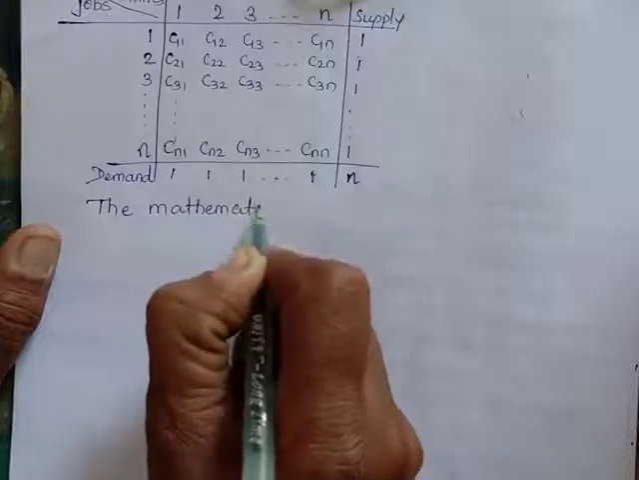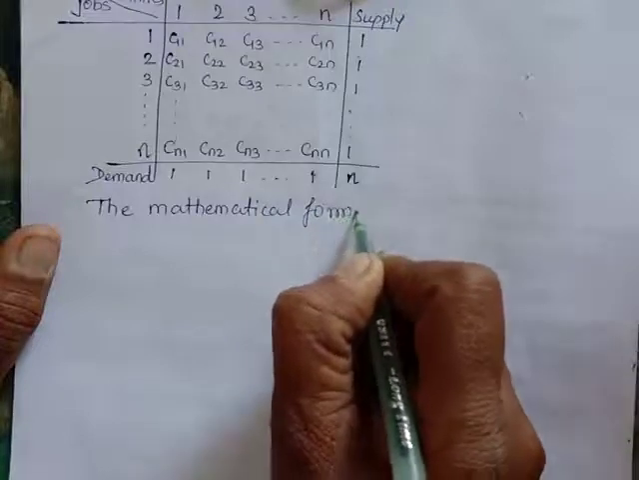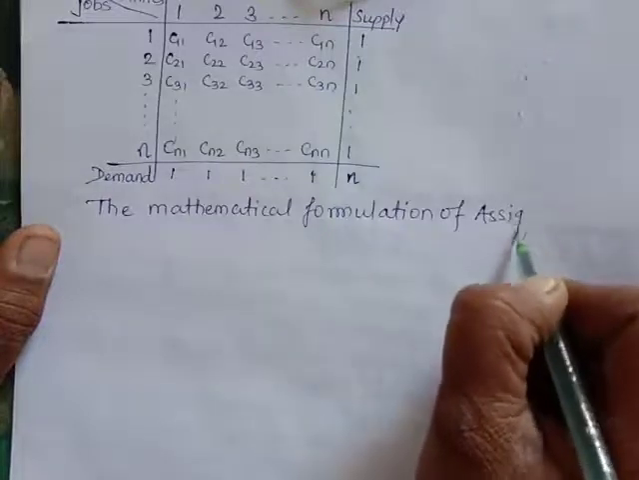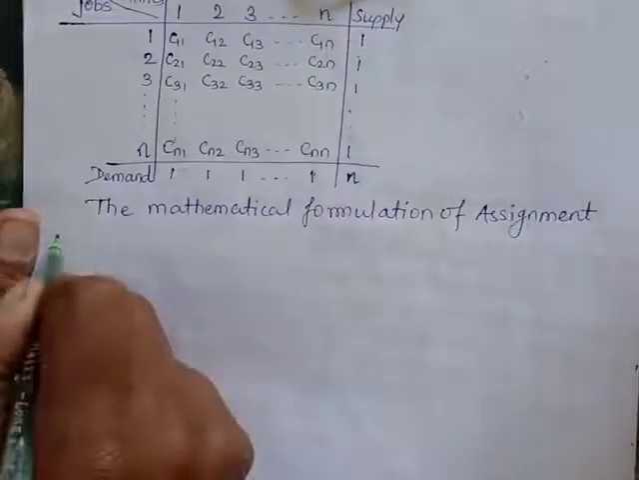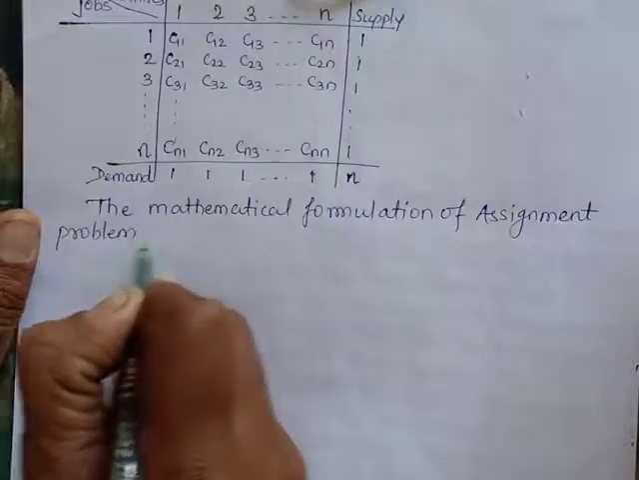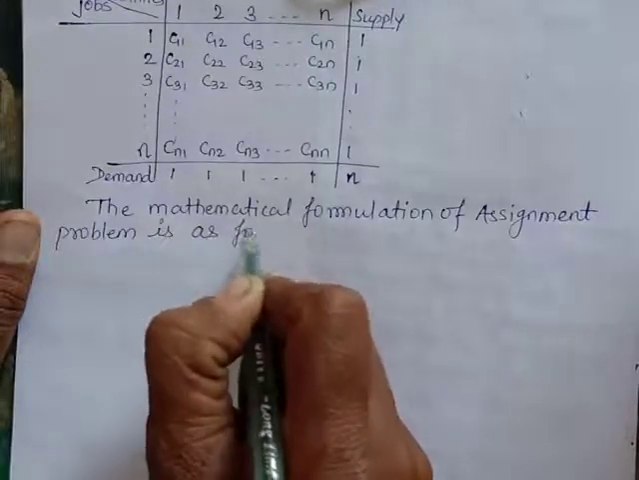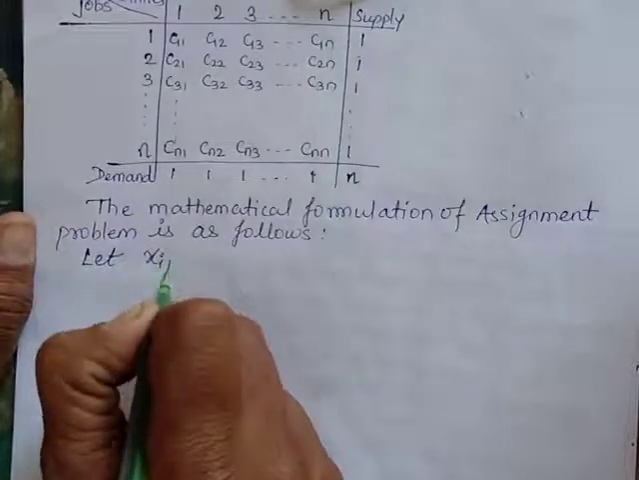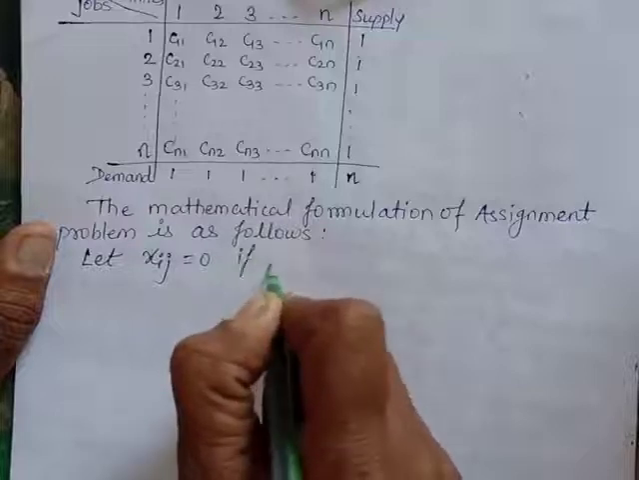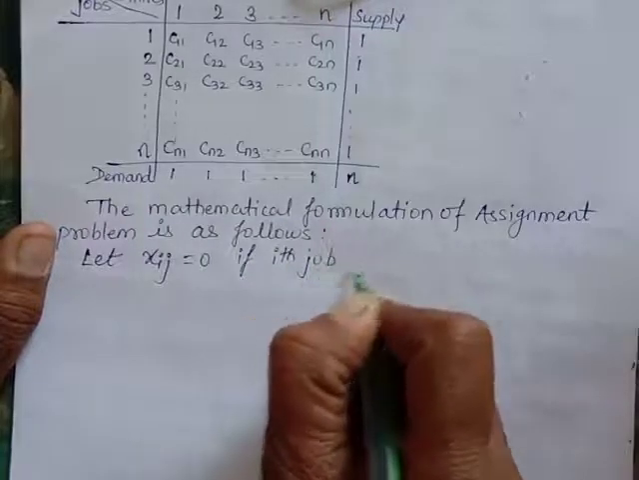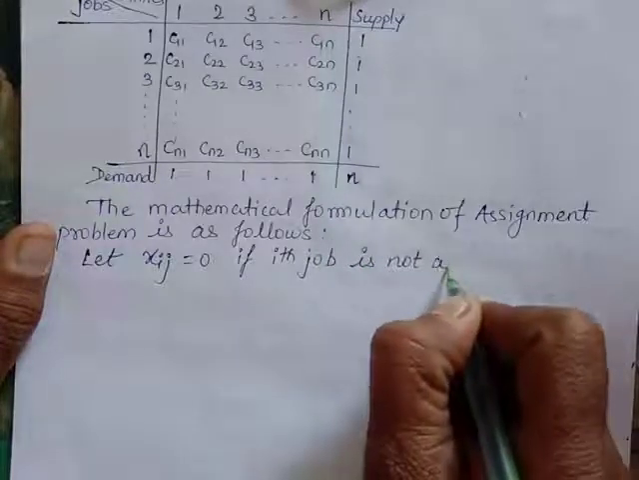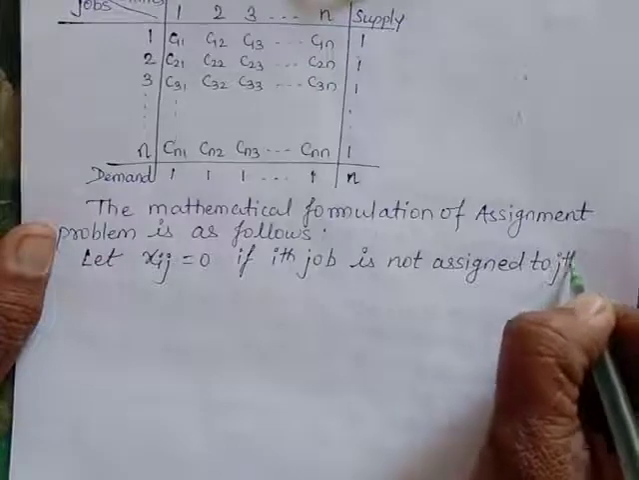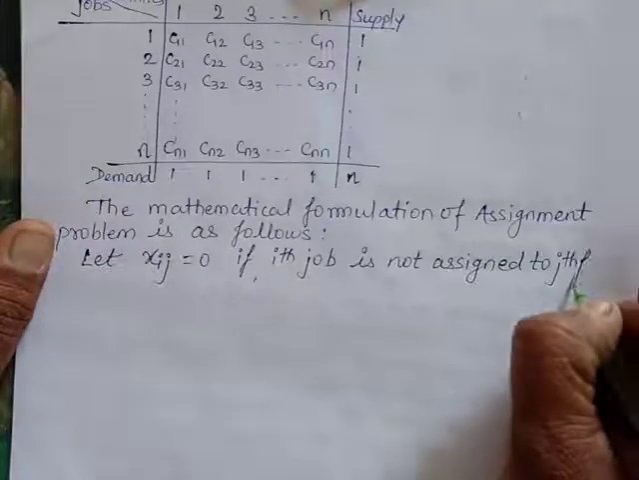The mathematical formulation of assignment problem is as follows. Let xij equal to 0 if ith job is not assigned to jth facility.